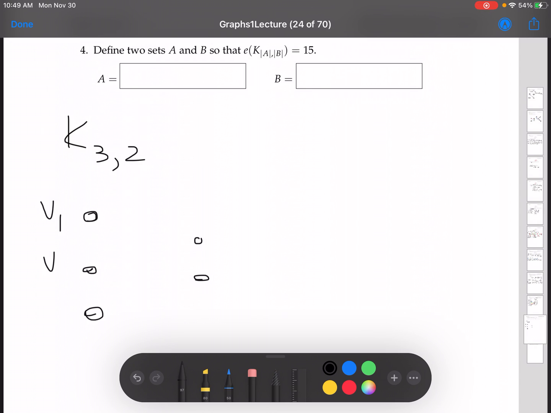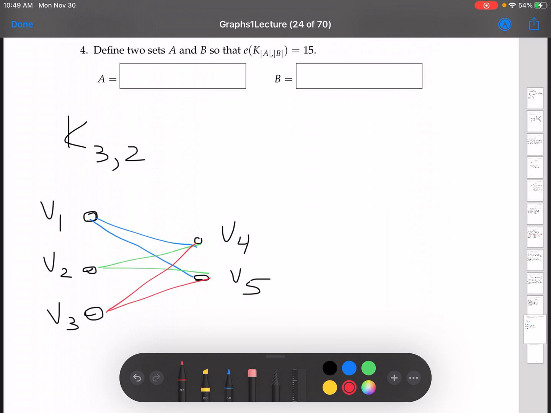All right, let's say V1, V2, V3, V4, V5. Remember that K_{3,2}, we have something like this. And now think about how I just drew that. Because it's complete, each one of my vertices, like say V1, is going to be connected to V4 and V5. And same thing for V2 and V3. V2 is connected to everything over there, which is V4 and V5. V3 is connected to everything over there, which is V4 and V5.